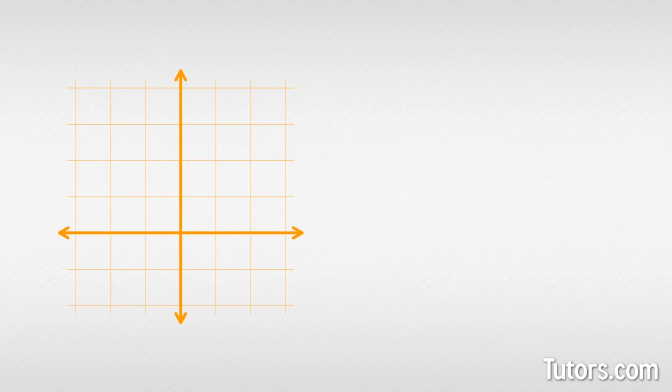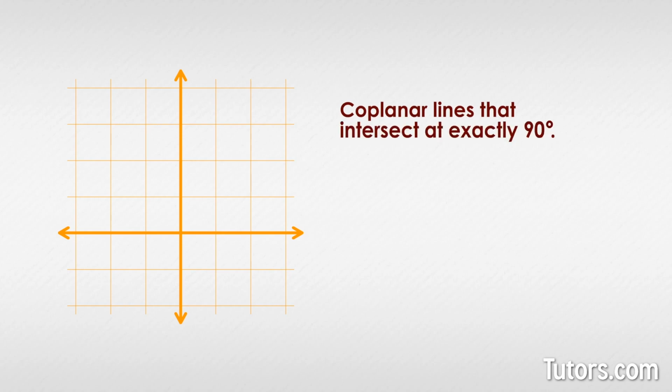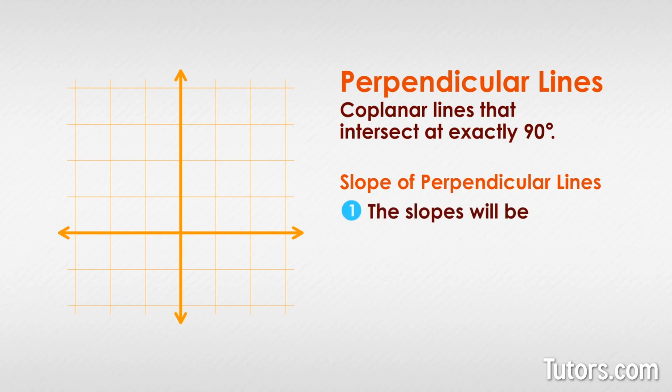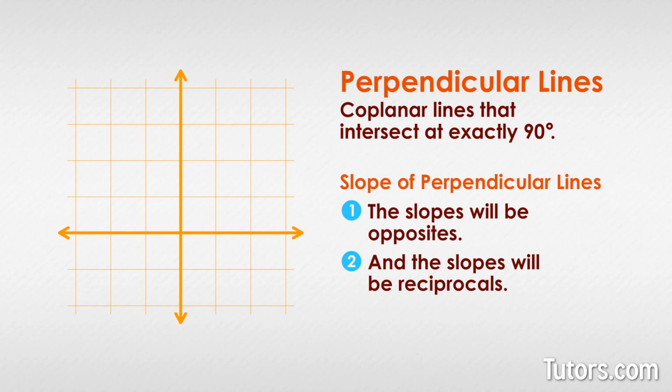Coplanar lines that are not parallel must intersect or cross each other. They can intersect at any angle, but when the lines intersect at exactly 90 degrees, they are perpendicular lines. Perpendicular lines create four right angles at their point of intersection. When plotting perpendicular lines on a coordinate graph, you need to consider two ideas. The slopes will be opposites, and the slopes will be reciprocals.